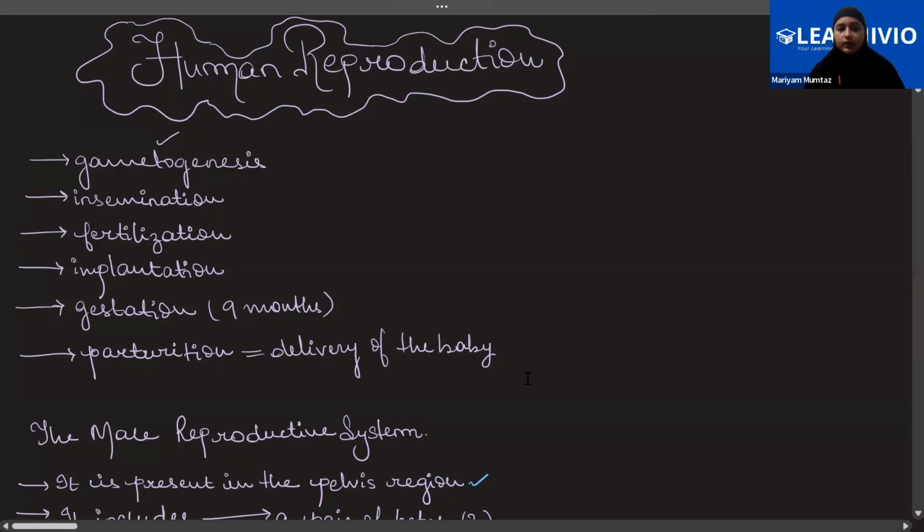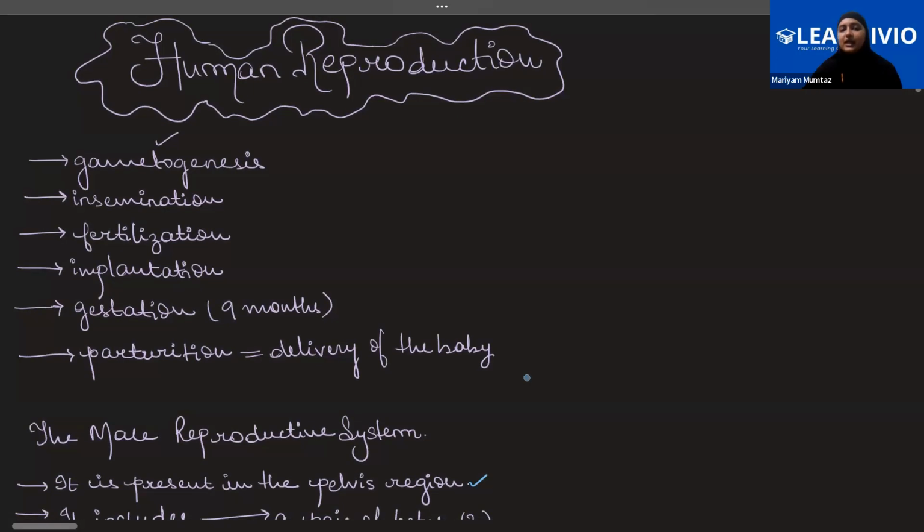Oh, okay. So we are going to start with the chapter that is human reproduction. Now this chapter is very interesting and it is lengthy also, but anyway we're going to do it. Now the whole entire process of reproduction in the case of human beings.